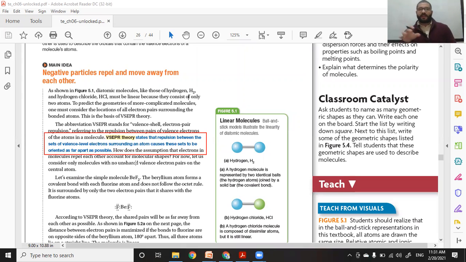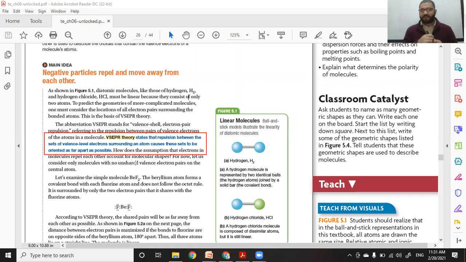The VSEPR theory states that repulsion between the sets of valence level electrons surrounding an atom causes these sets to be oriented as far apart as possible in order to achieve stability.